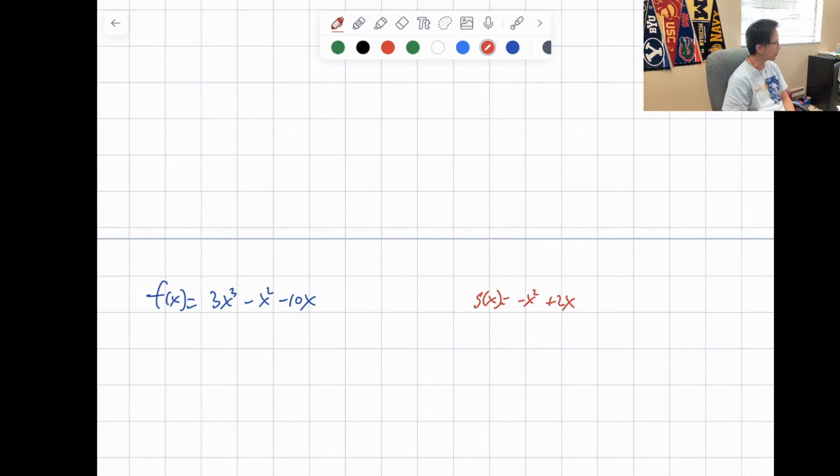Set them equal to each other. Good. Let's do that first. And I'm going to teach you how to graph individually.